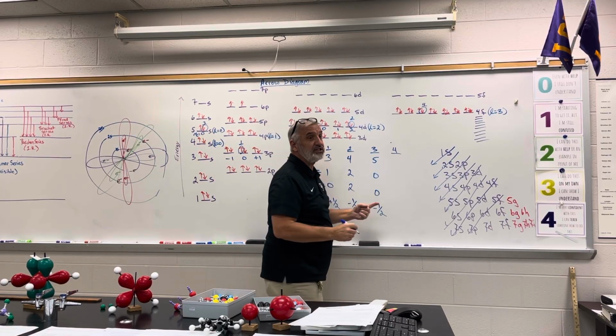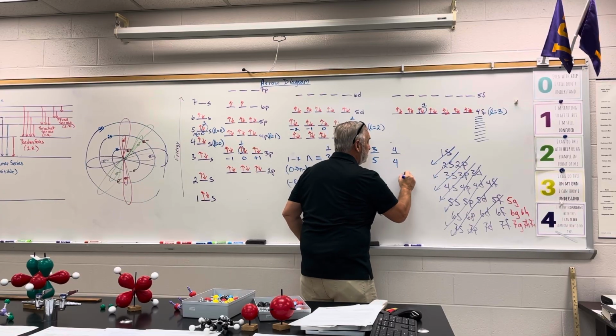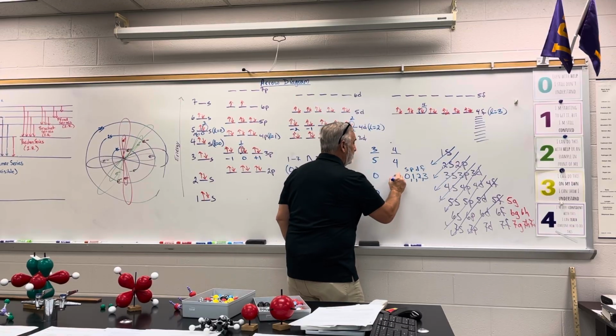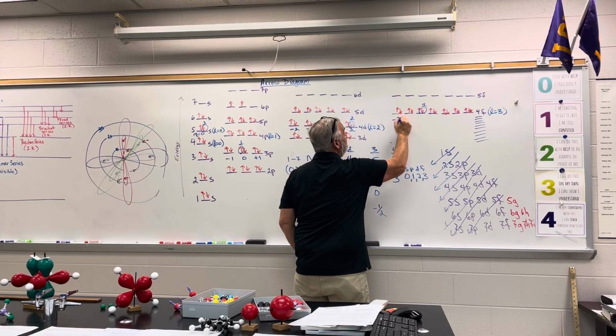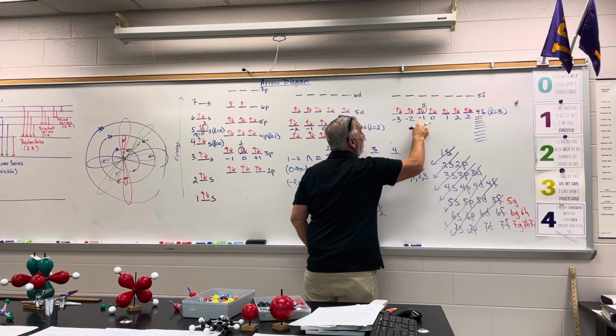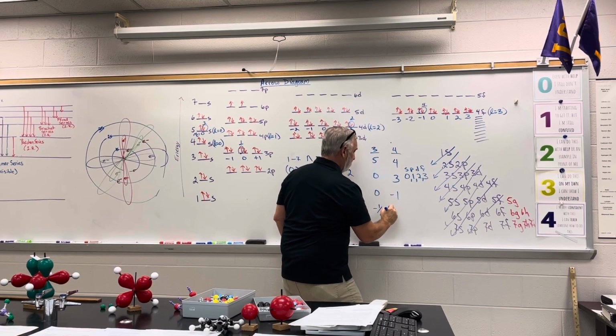Now, let's finish this. So what is the actual n value? 4. When it's 4, 0, 1, 2, and 3 are S, P, D, and F. What sublevel is this one in? 3. Well, when L equals 3, -3, -2, -1, 0, 1, 2, and 3, our electron's in which one? -1. And -1/2.